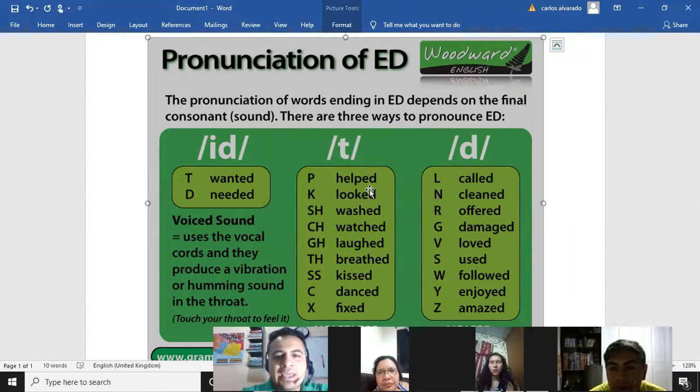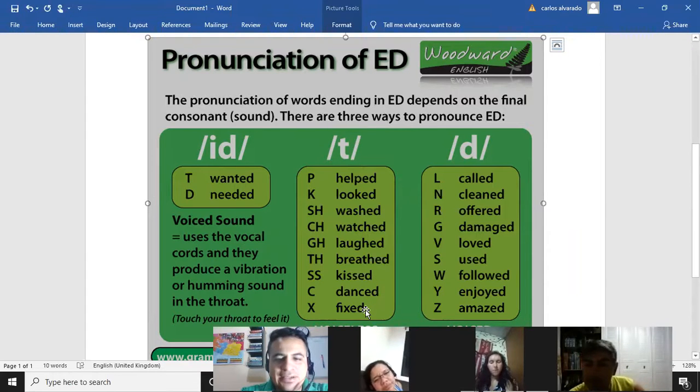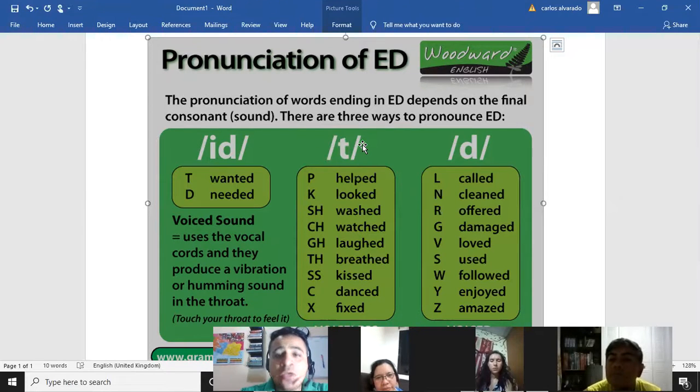For example, you say helped, looked, washed, catched, laughed, breathed, kissed, danced, fixed. Do you hear the pronunciation? Es una T. Helped, looked, washed. Yesterday, I washed my clothes. Okay, so the pronunciation is T.